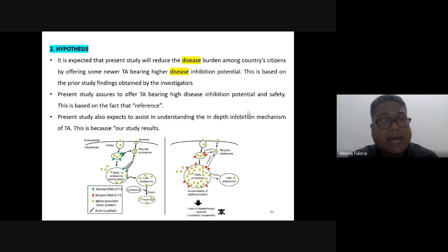Coming to the hypothesis. Once the problem is done and you tell that we have done a halfway study and are proposing this title, then you will tell that it is expected that from our study we will be able to reduce the disease burden among the country's citizens or globally, by offering some newer agent with greater safety or at a very economical, cheaper price. All these things you are expecting. And in this you will confirm, we assure that our product from our research will have high potential to inhibit the disease and will be highly safe.